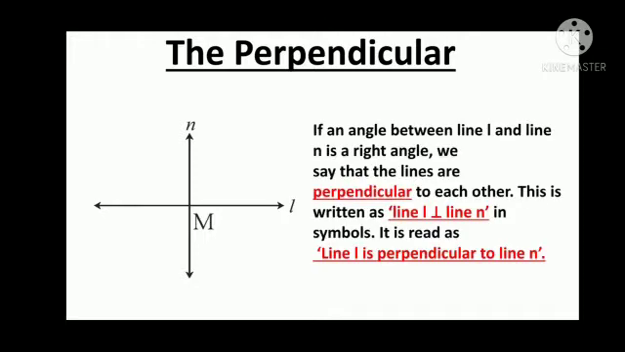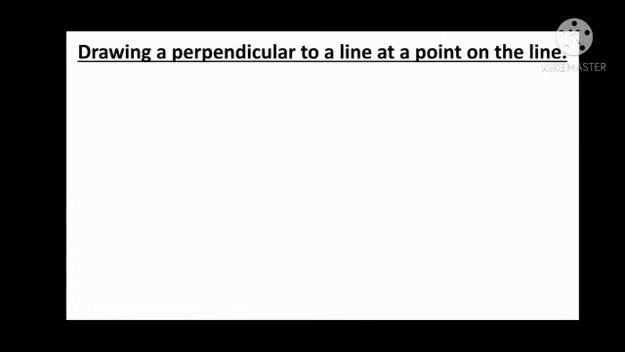If an angle between line L and line N is a right angle, we say that the lines are perpendicular to each other. This is written as line L perpendicular to line N. The symbol, that is inverted T, is the symbol given for perpendicular. It is read as line L is perpendicular to line N.